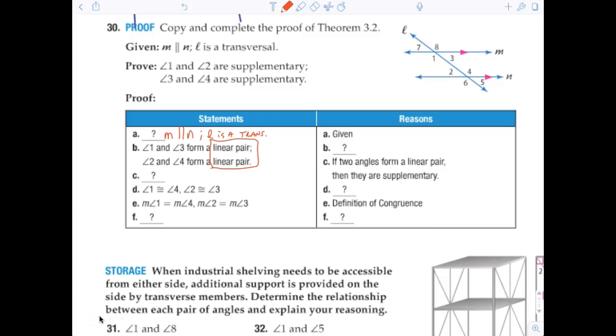So here, it says angle 1 and 3 form a linear pair. Well, how do we know they form a linear pair? Because that's what the definition of a linear pair is, right? Two angles that share a ray, which is called adjacent angles, but they also form a line. Is everybody with me on that? So here we want to say that's just the definition of a linear pair.